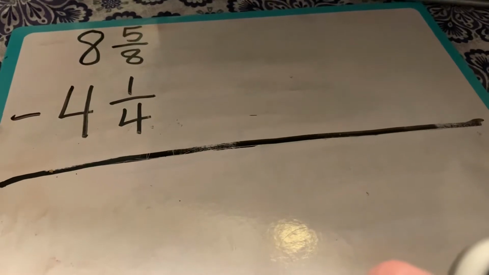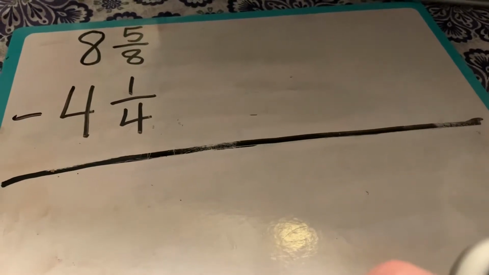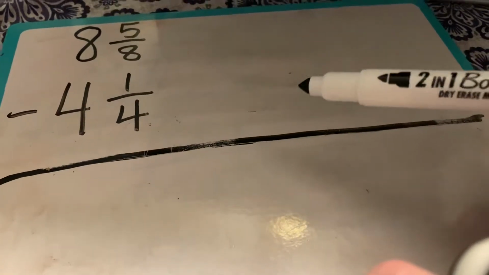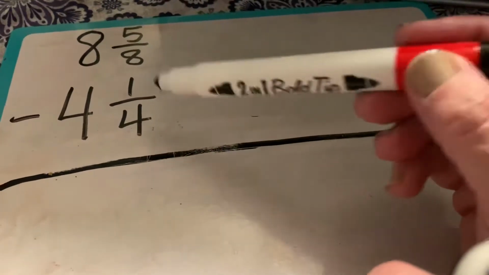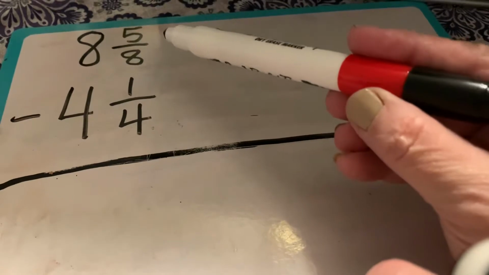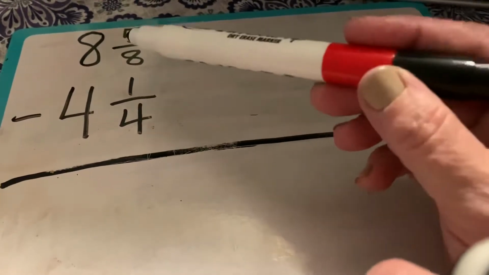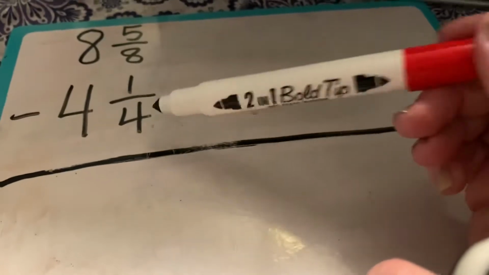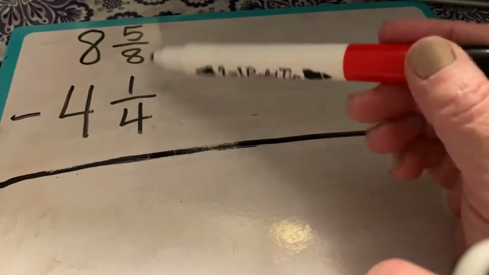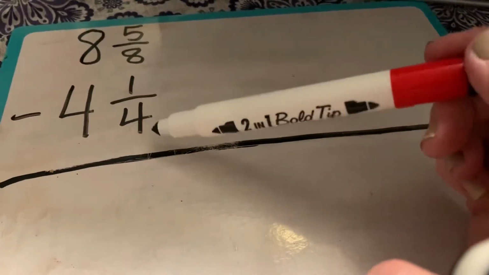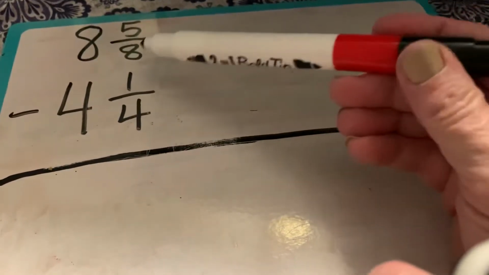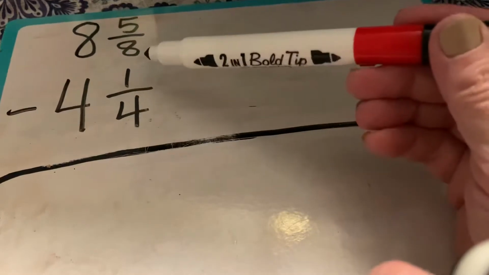So again, we're going to subtract. We know whenever we subtract any type of fraction, they have to have a common denominator. As you can see in this example, 8 and 5/8 minus 4 and 1/4, they don't have a common denominator right now. They have different denominators. So the first thing we have to do is make sure they have the same denominator.